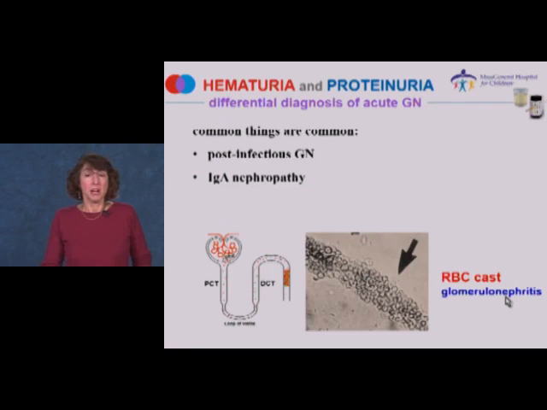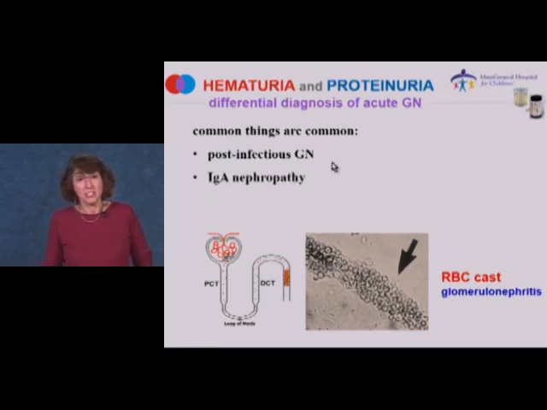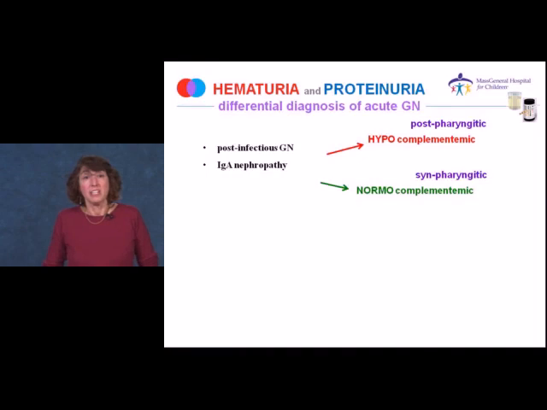So what's the most common kind of glomerulonephritis in pediatrics? What would be your differential diagnosis? Well, there's two things on the list. There's post-infectious GN and there's IgA nephropathy. And in most cases, it would be up to the caretaker to distinguish between these two, partly because the prognosis is very different.